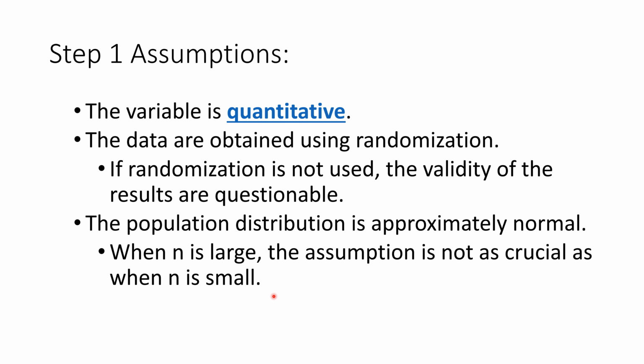Because the central limit theorem tells us when the sample size is large enough, the sampling distribution usually will be approximately normally distributed.